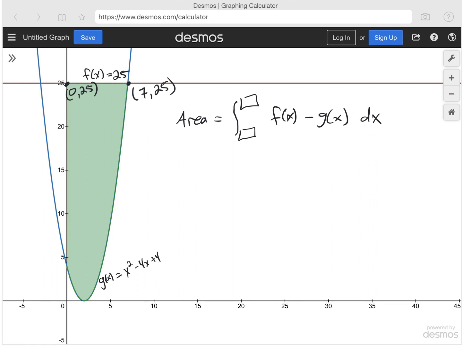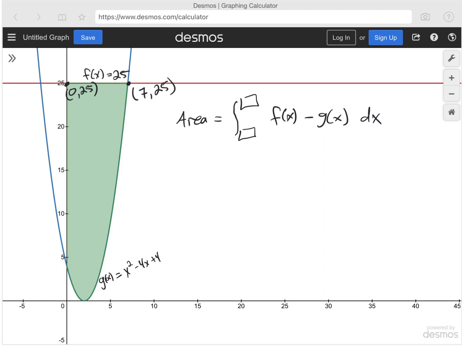Now, when you think about f of x and g of x, what's important about these is that the first function you list is the function that is on top in the graph, and the second function you list is the function that's underneath in the graph. So I have set this up. I've called this first one f, I called the second one g, so that it fits nicely into this f minus g format. But regardless of what I had called that, the 25 is going to have to go first because it's on top.